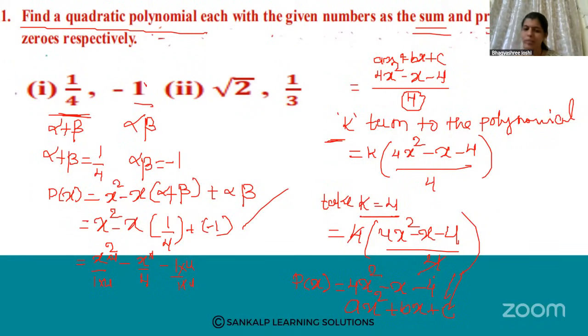Right? So what is our final polynomial? 4x square minus x minus 4 is our answer. Understood? Okay. So have you noted? Shall we solve the next problem? Today we have to solve MCQ questions, so note down fast.